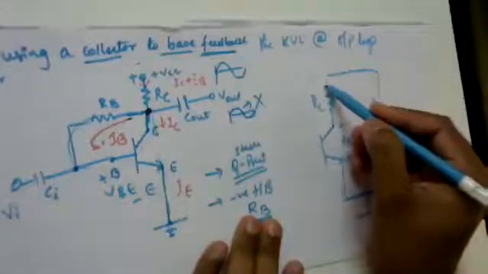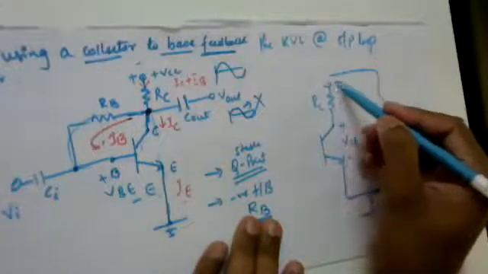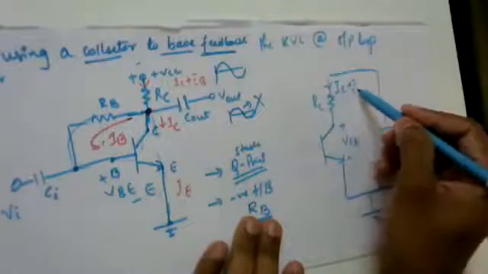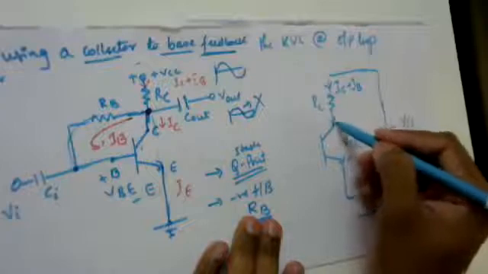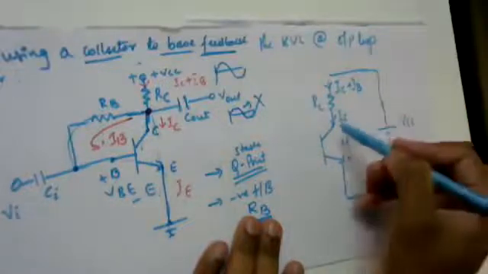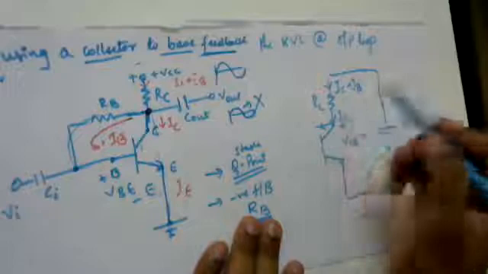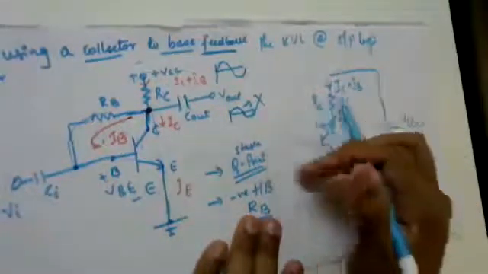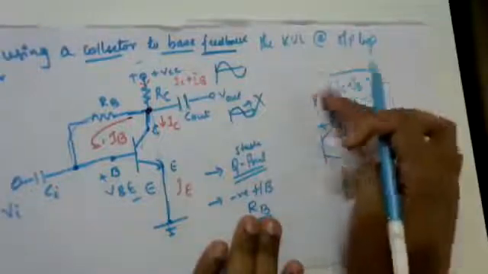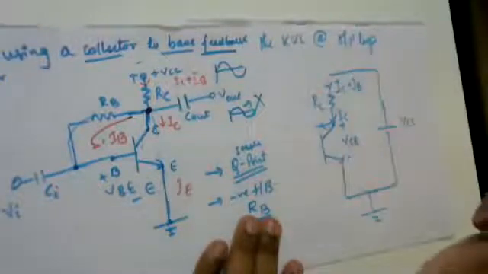The current that flows through this resistance is still IC plus IB. The current going into this section is IC. It means part of the current has flown over here as your IB current, which I am least bothered about because I am not considering the input loop. I am only considering the output loop.